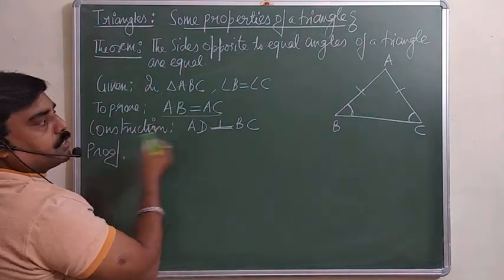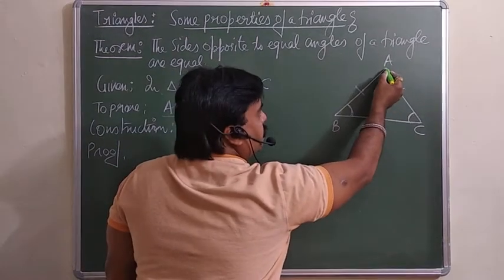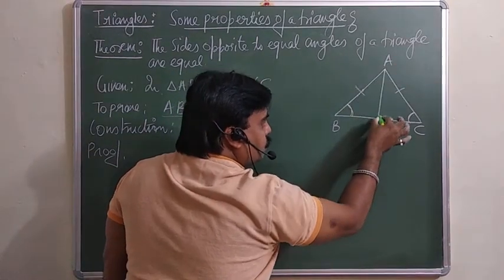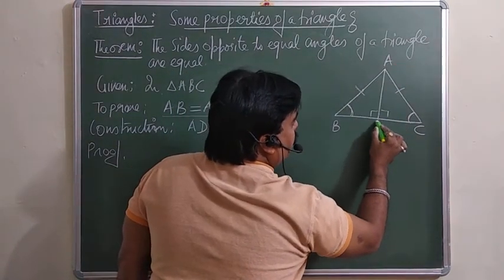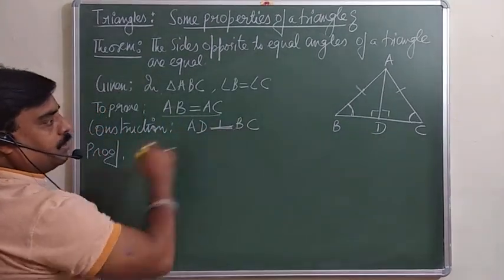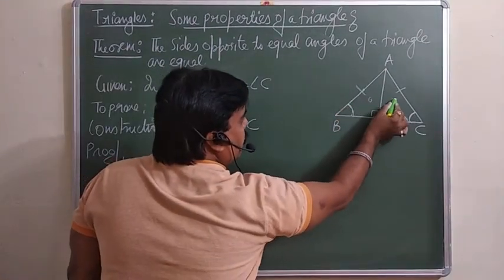Here you need a construction. What will we do? That is, in the construction, what do we have to do? We are supposed to draw the perpendicular AD on the side BC. Just draw the perpendicular. Now make these two triangles congruent.